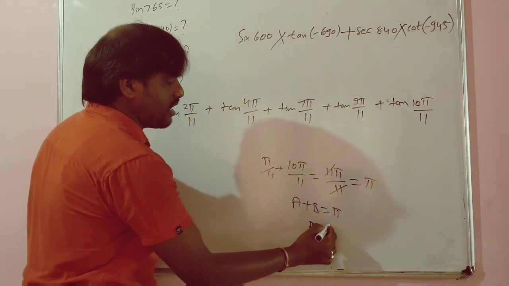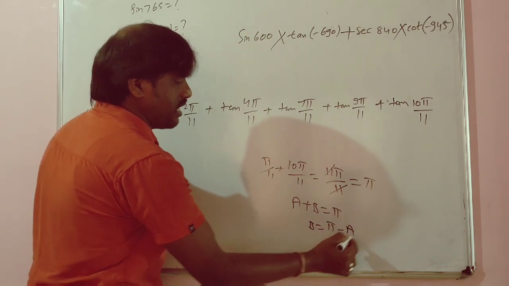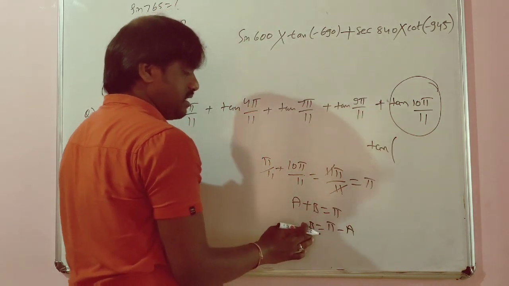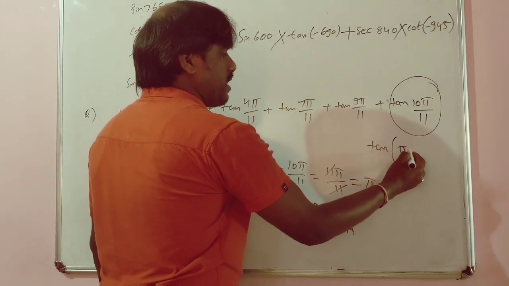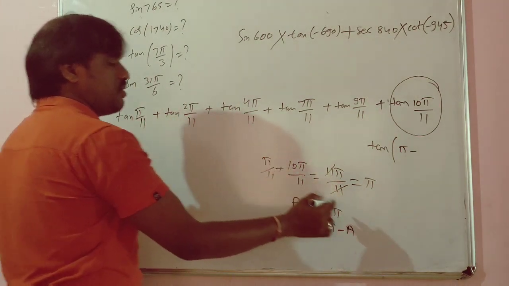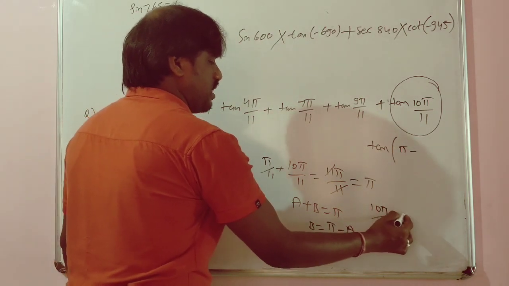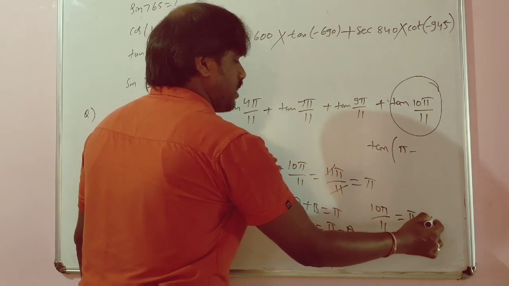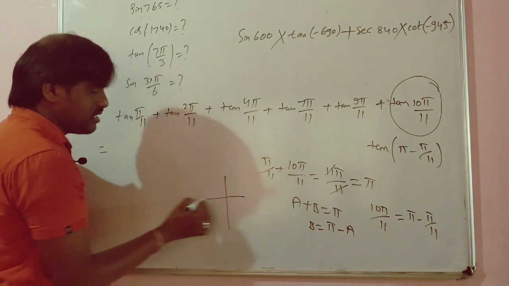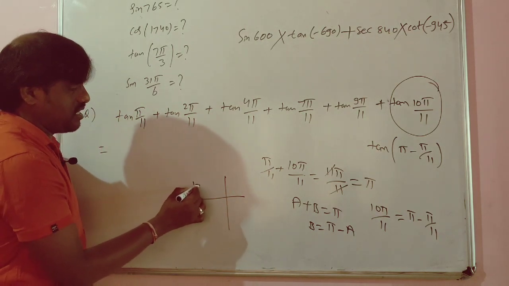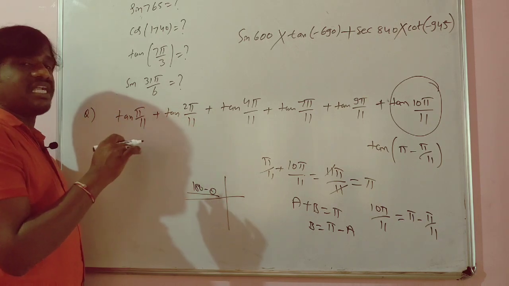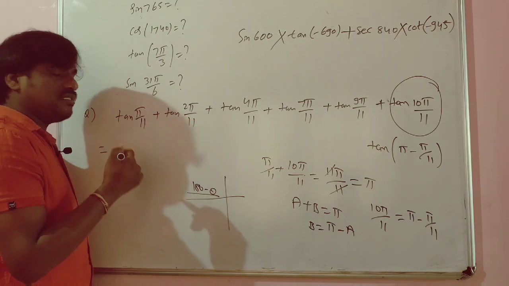So B is equal to pi minus A, meaning tan B can be written with the angle pi minus pi by 11. So 10 pi by 11 is equal to pi minus pi by 11. This is 180 degrees minus theta, which is in the second quadrant. If it is in the second quadrant, is tan positive or negative? Tan is negative.